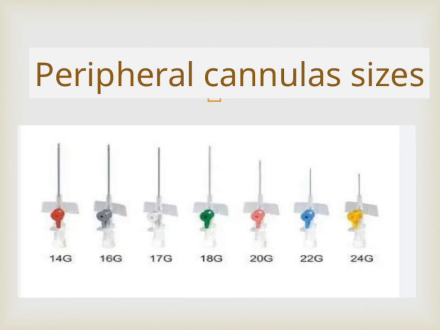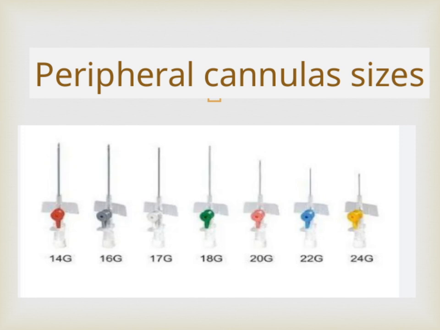Let's take a moment to look at peripheral cannula sizes. These sizes are crucial because they determine the flow rate and compatibility with the patient's needs. Choosing the right size ensures effective infusion therapy while minimizing discomfort and complications. Generally, smaller sizes, like 24 or 22 gauge, are suitable for most medications and fluids, especially when the patient has fragile veins.